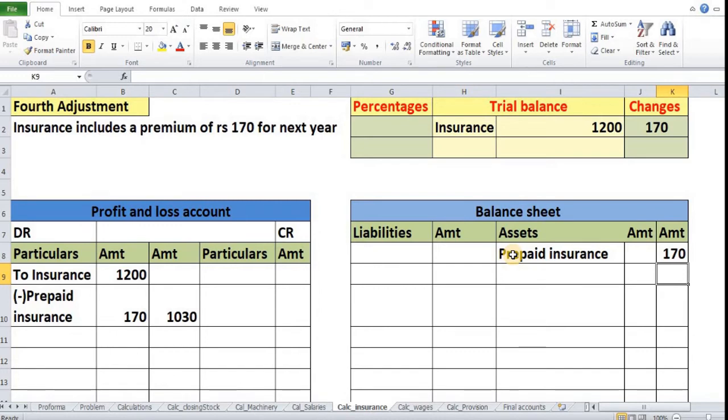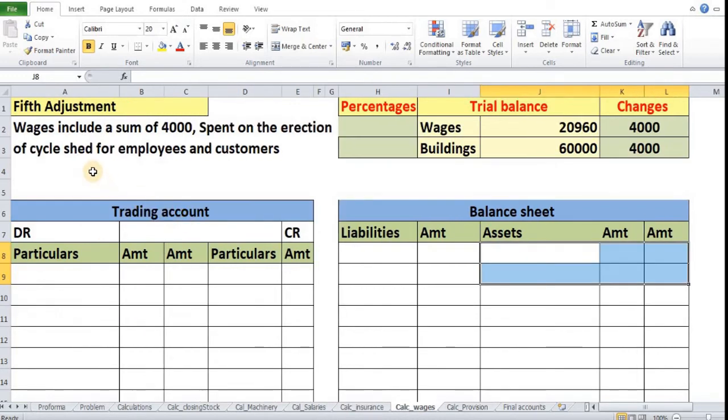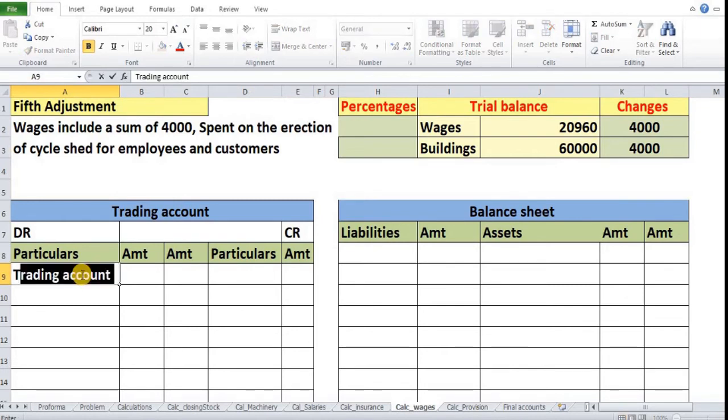Our next adjustment is wages include a sum of 4,000 spent on the erection of a cycle shed for employees and customers. This means incorrect expenses were added to wages. Wages is a manufacturing expense, so we will mention it in the trading account as "To wages" in the particulars column and the amount is 20,960 on the debit side of the trading account.